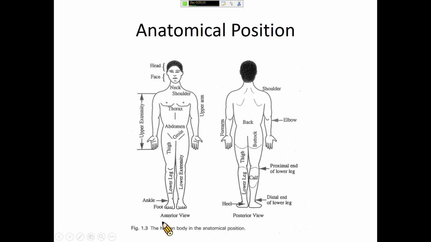Okay, this is called the anterior view, looking at the front. If you look at the back, it's called posterior view. Again, you have shoulder, same thing over here. This is the back. The back is also divided into upper back plus lower back. This part is buttock.